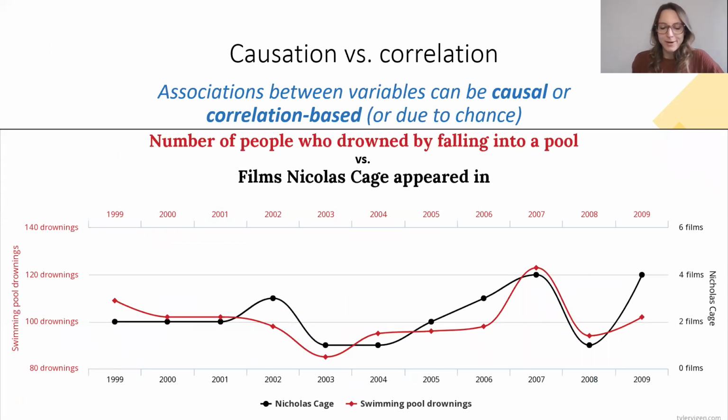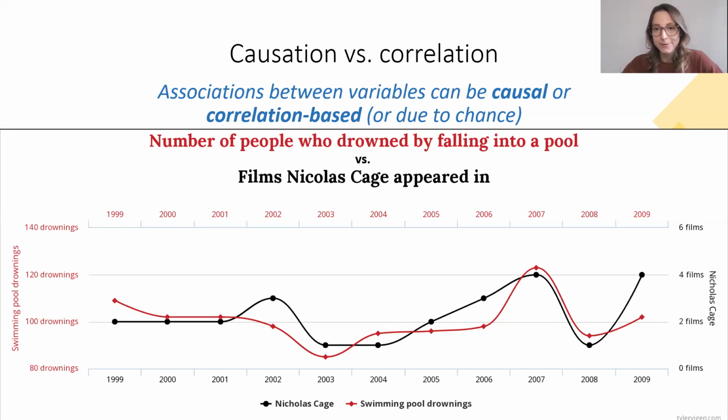So you've probably heard this before: correlation is not causation. That's because the associations between variables can be causal or correlation based, or they can have a completely different kind of relationship that we won't get into in this course. An association is just, in plain language, a relationship between two variables, whereas causation implies that one variable causes the other.